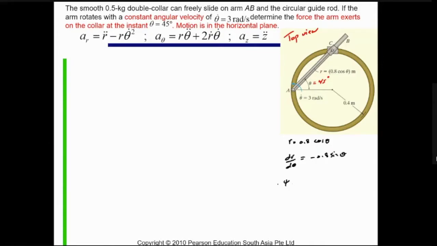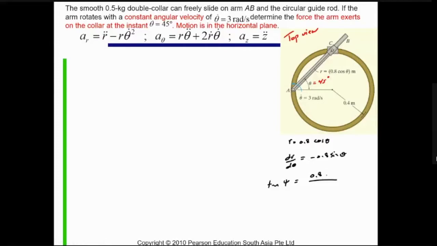So the psi, or the tan psi, equals r divided by dr over d theta, and that is 0.8 cosine theta divided by negative 0.8 sine of theta. So here, this term will cancel out, and we end up with the following.